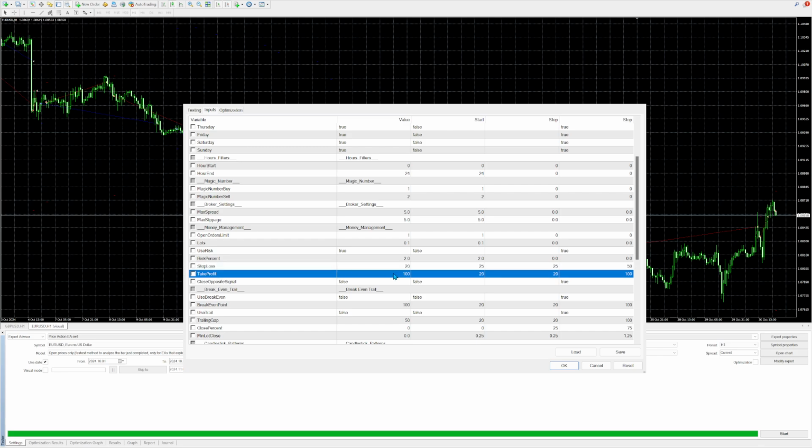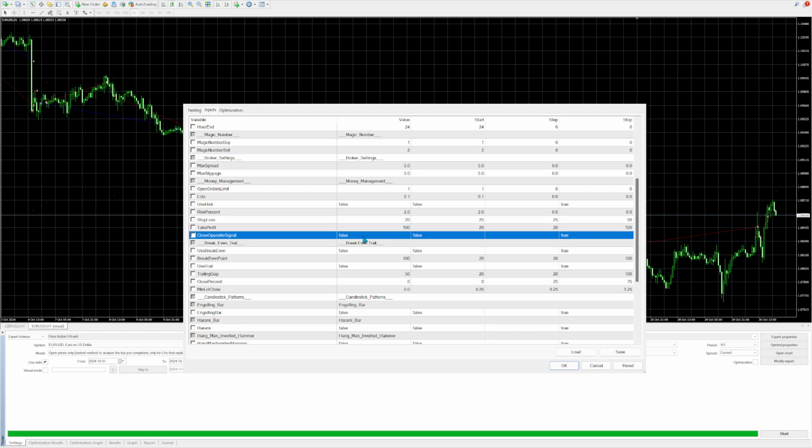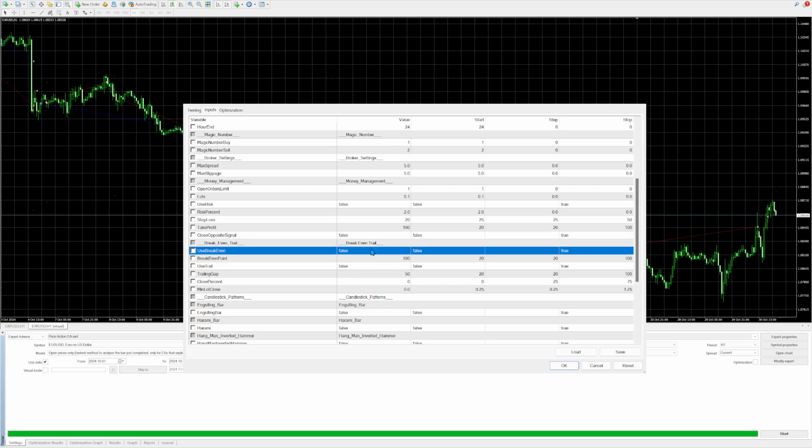Okay, you have stop loss and take profit, which are self-explanatory. Close on opposite signal: this basically means if there is a signal in the opposite direction, the EA will close any open trades.